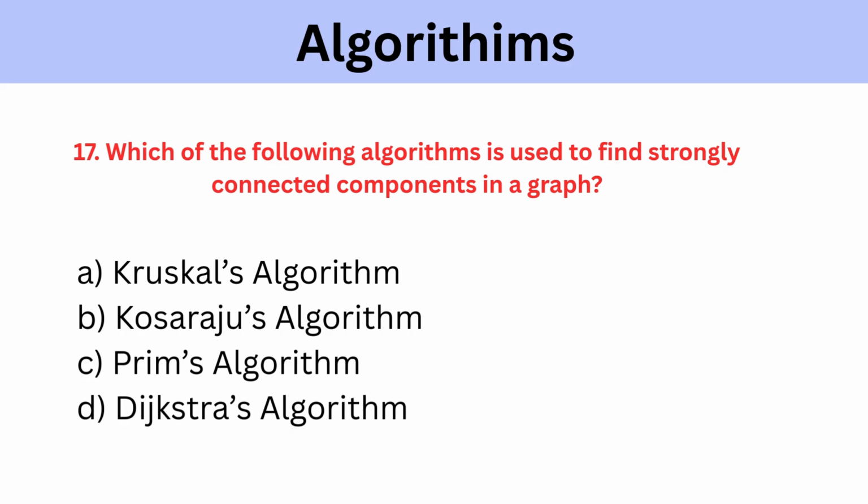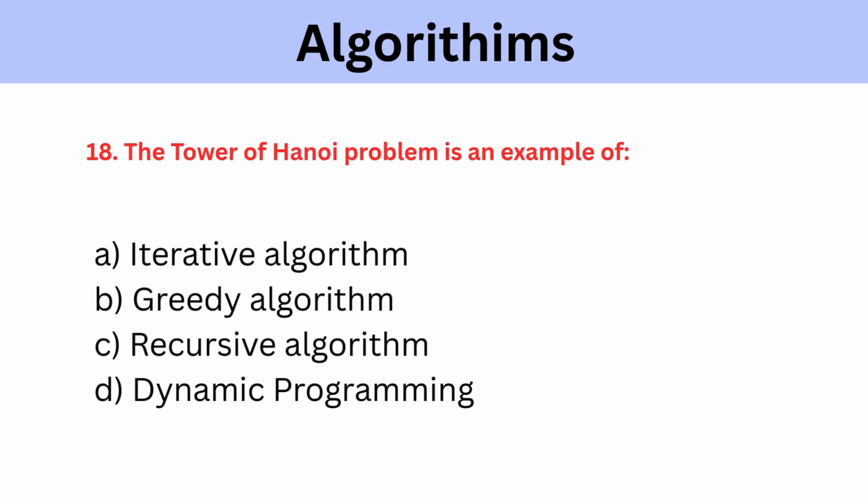Which of the following algorithms is used to find strongly connected components in a graph? A. Kruskal's algorithm. B. Kosaraju's algorithm. C. Prim's algorithm. D. Dijkstra's algorithm. The correct answer is option B, Kosaraju's algorithm.